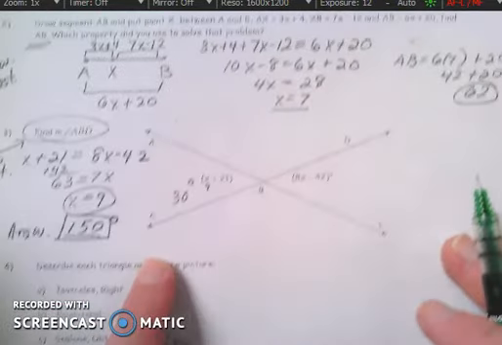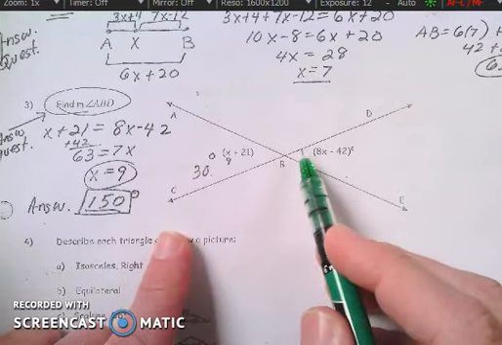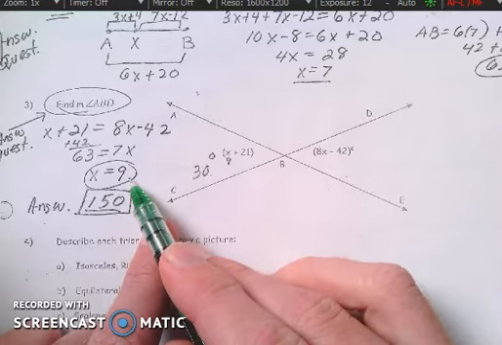Okay. Moving on to our next problem, number 3. This is just a basic vertical angles question. You're just going to set them equal to each other. When we set them equal to each other, we get x equals 9.